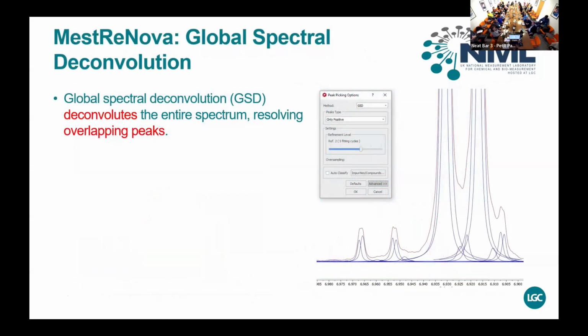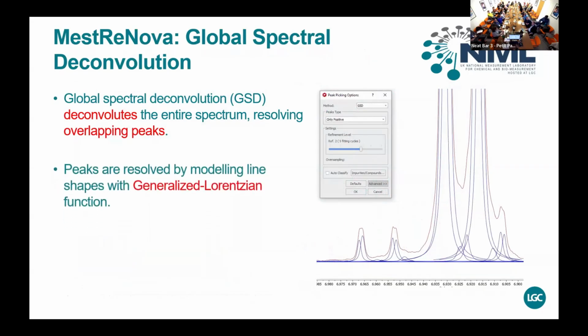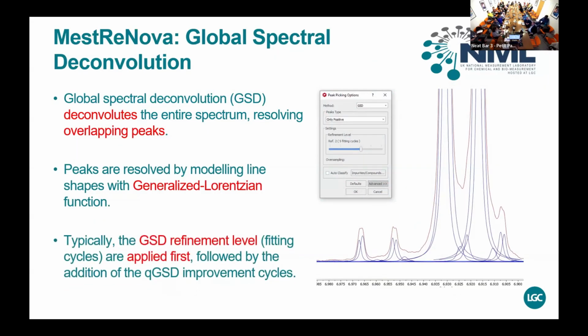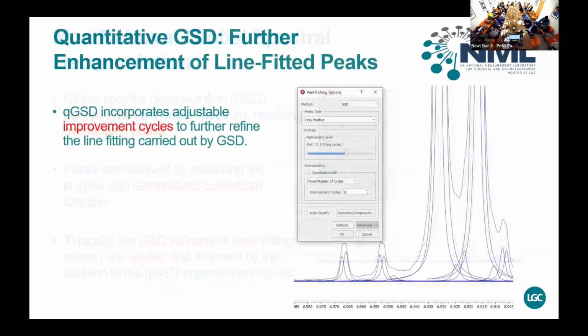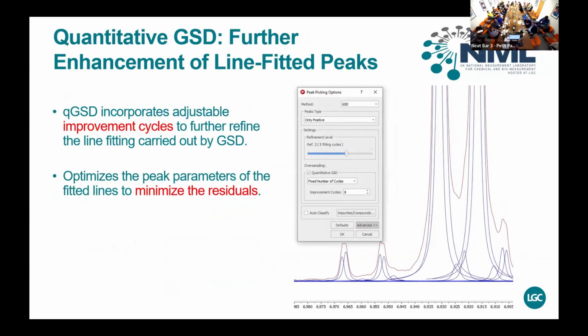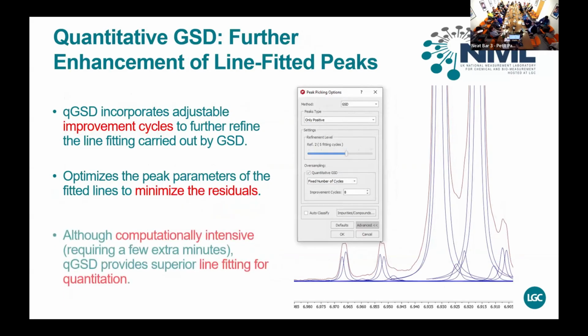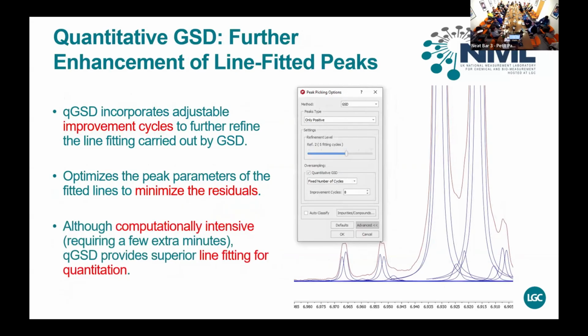So within our team, we've been using Mnova software, and Mnova has a function called global spectrum deconvolution, which will deconvolute the whole of your spectrum for you. It uses a generalized Lorentzian function. Typically, you would apply your global spectrum deconvolution first, and then after this, you can apply your quantitative global spectrum deconvolution, which just better refines the line fitting peaks that the GSD has already done. It will also minimize the residuals, and it is computationally more intensive, requiring an extra few minutes to be applied onto the spectrum. However, the line fitting is superior and better for quantitation.